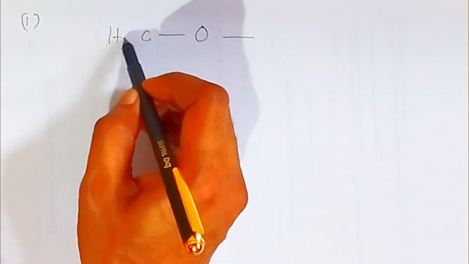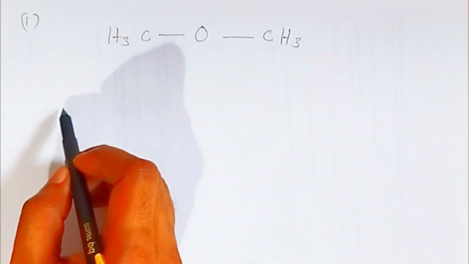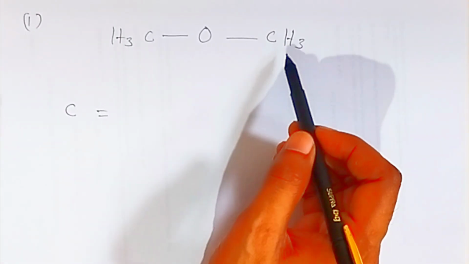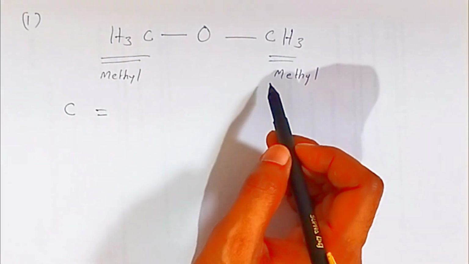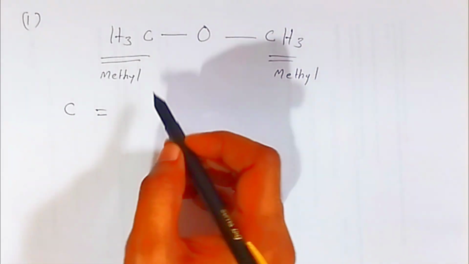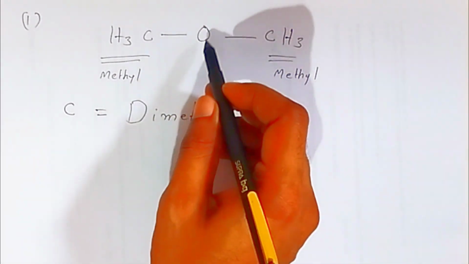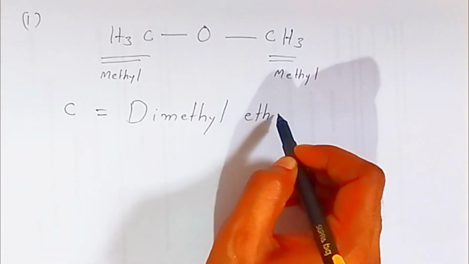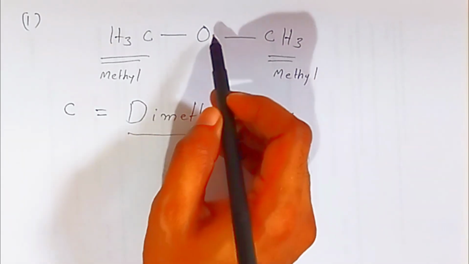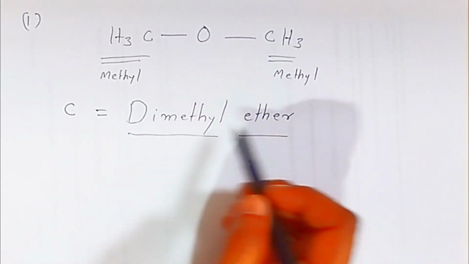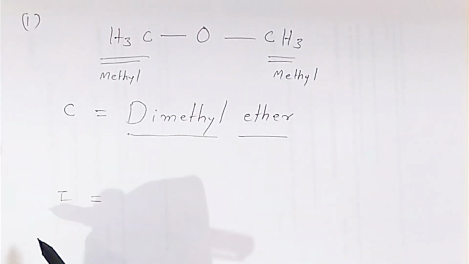The first molecule that we have: oxygen having two valency, when one valency is by a methyl group and the other is by a methyl group. What will be the common name? For that you have to see the alkyl. Here the alkyl group is methyl, and the other is also methyl. Since there are two methyl groups, we write dimethyl, and since oxygen is there, we write ether. Dimethyl ether will be the common name. Now for IUPAC, you have to give the number.